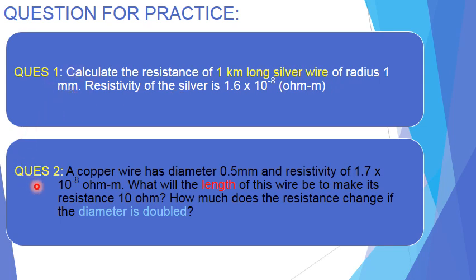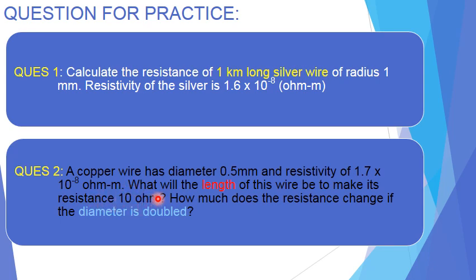Question number 2. A copper wire has a diameter of 0.5 millimeter. So we have to change diameter to radius, then millimeter has to be changed to meter. The resistivity of copper is 1.7 into 10 to the power minus 8 ohm meter. What should be the length of this wire to make its resistance 10 ohm? So we have to find out the length, and resistance is given as 10 ohm.